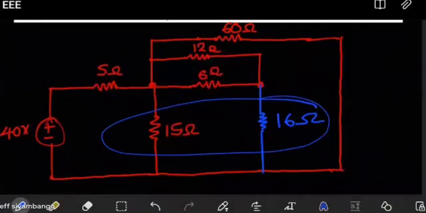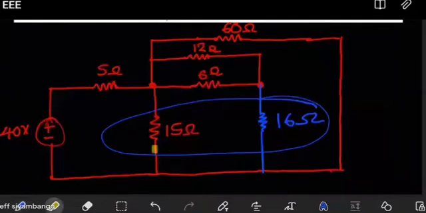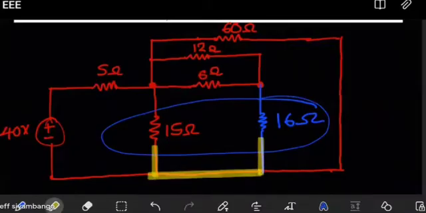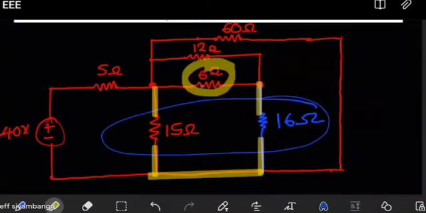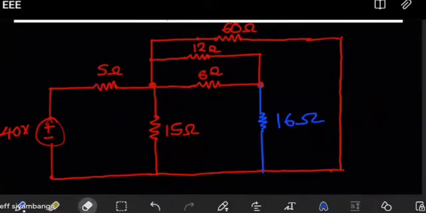The 15 and the 16 are not in parallel, because even though down here they connect to the same node, here they connect to this node, and here also this node, which is basically the same node. On top, notice that this connects this side and this connects the other side. So this line on top is not one node because it has a circuit element between. Because of that, the 16 and the 15 here are not in parallel with one another.